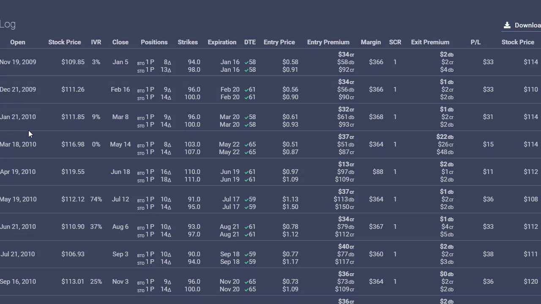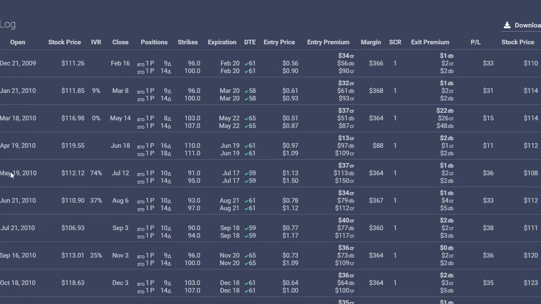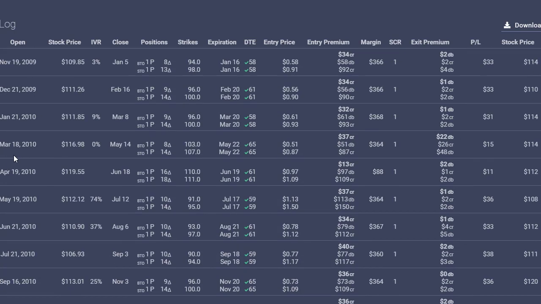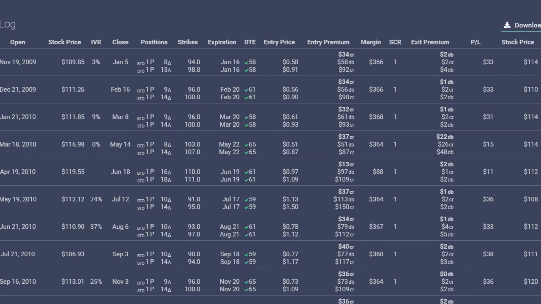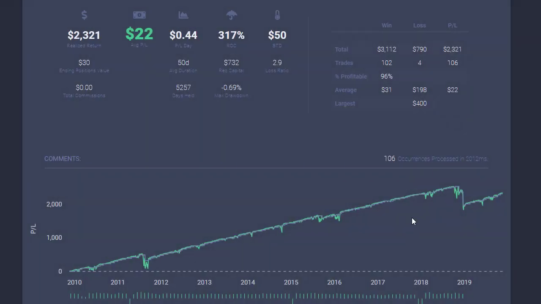It looks like it skipped February. Sometimes it'll skip a month if there's a volume or strike issue with the data. So it may have skipped February in that case, but you can see basically it's taken a trade just about every month for 10 years. So let me close that out.